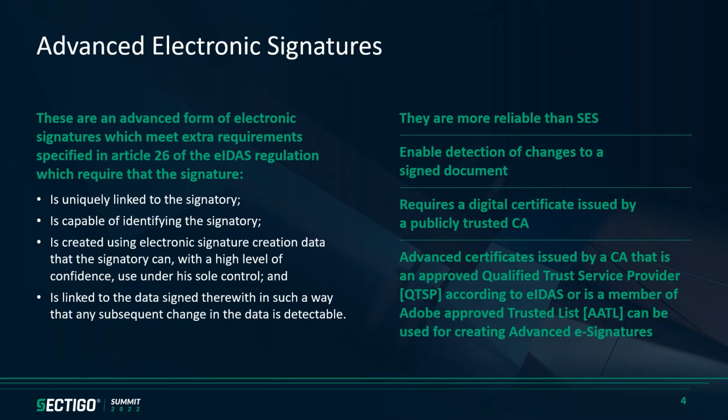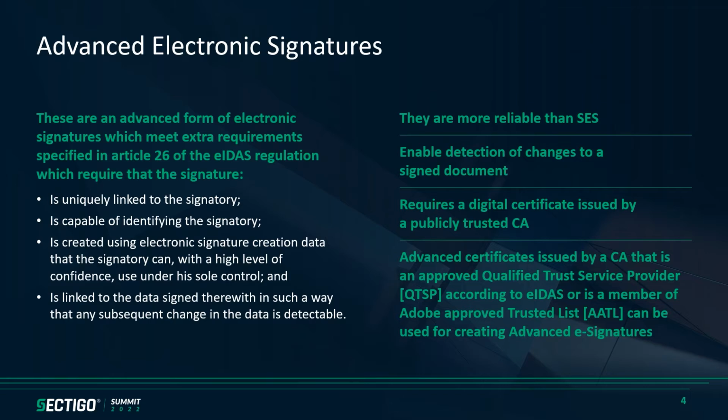Number one, it is uniquely linked to the signatory. This requirement is achieved by virtue of the signature being based on the signatory's private key used to generate the signature. Number two, it is capable of identifying the signatory. This is achieved by virtue of the public digital certificate of the signatory associated with the signature. Since this certificate is issued by a public CA, it is guaranteed that the signatory's identity has been duly verified prior to issuance of certificate.